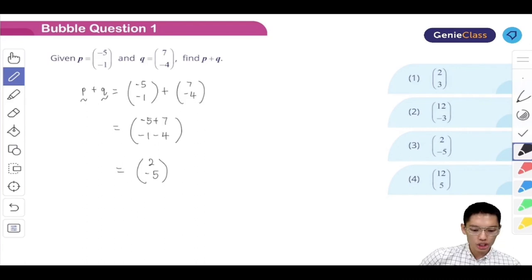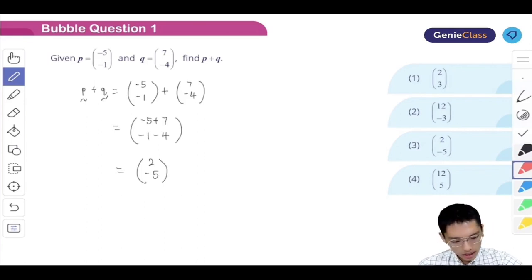Alright, some of you actually did plus at the bottom, negative 1 plus 4. So you might mix up the signs. Or in fact, you might have written the vector wrongly. So that's why in this case, my answer is 3. Okay, so just make sure you are adding properly.